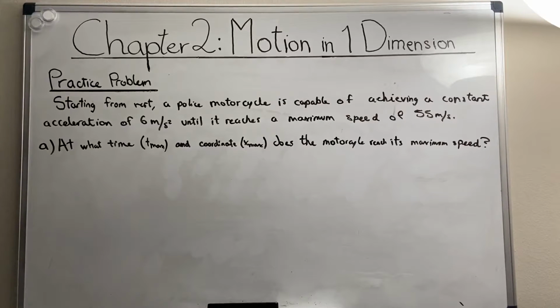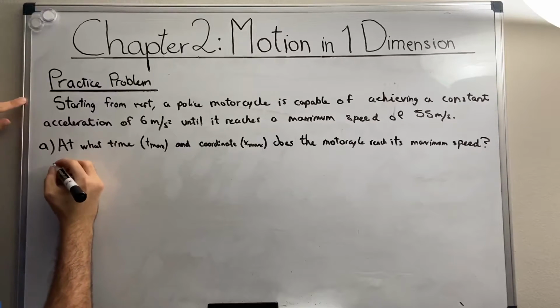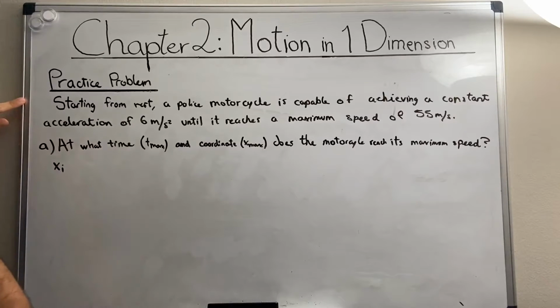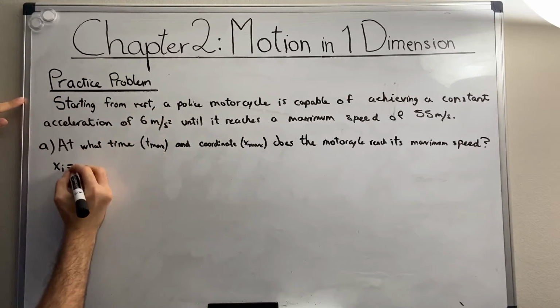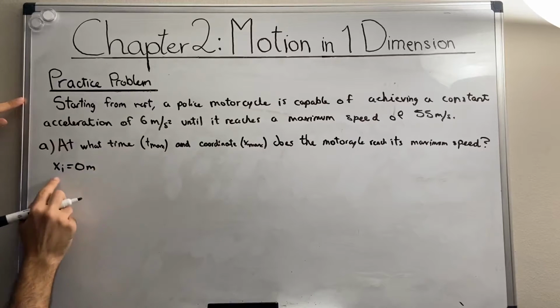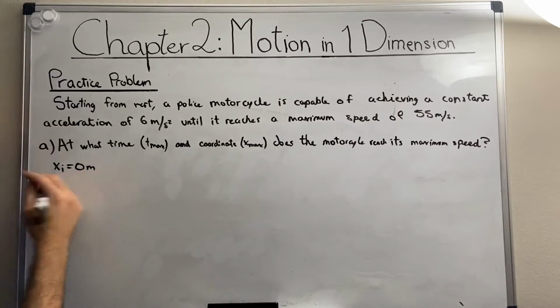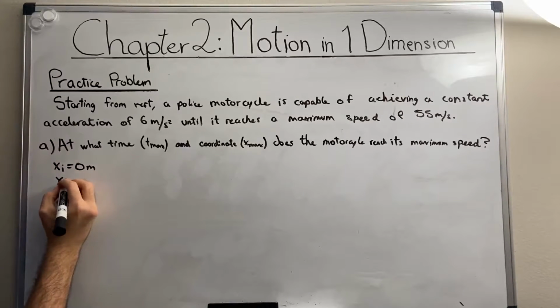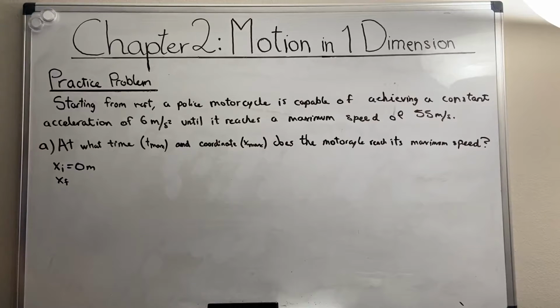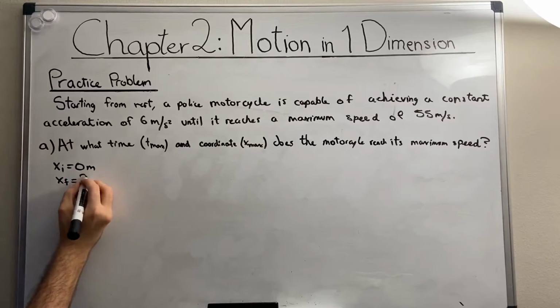Alright, well, as always, the first thing that I like to do is list the known variables that we have. We know that it's starting from rest, so x initial is equal to 0 meters. We're looking for the maximum coordinate, basically the coordinate at which the motorcycle will reach its maximum speed. So we don't exactly know this.